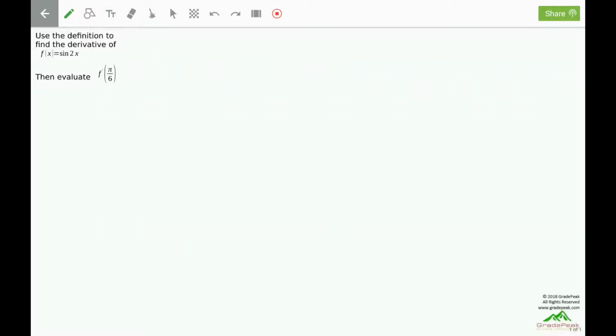Use the definition to find the derivative of f of x equals sine 2x, then evaluate f prime of pi over 6. The first thing I'm going to do is write down the definition of the derivative. F prime of x equals the limit as h goes to 0 of f of x plus h minus f of x all over h.